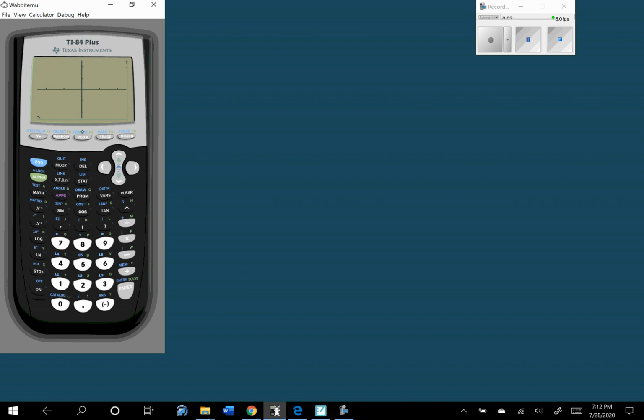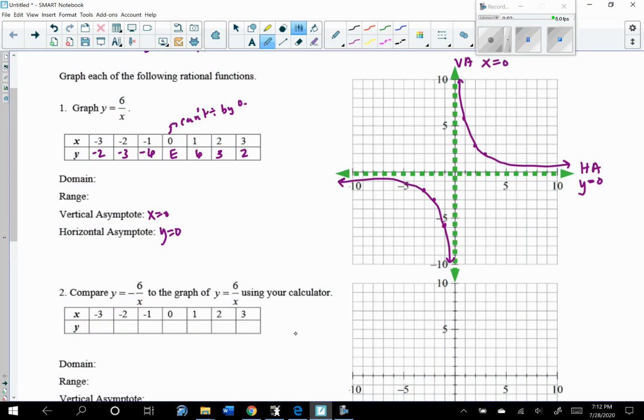So if I zoom in on a standard window, this would give us our graph of y equals 6 over x. So the domain of this graph is all real numbers but 0 because we can't plug 0 in for x. So -infinity to 0, union 0 to infinity. You can write the union symbol if you want. I won't mark off if you don't though. And then the range would also be -infinity to 0, union 0 to infinity.